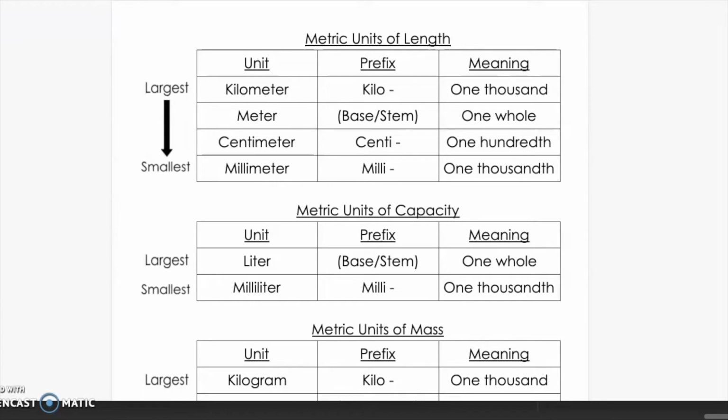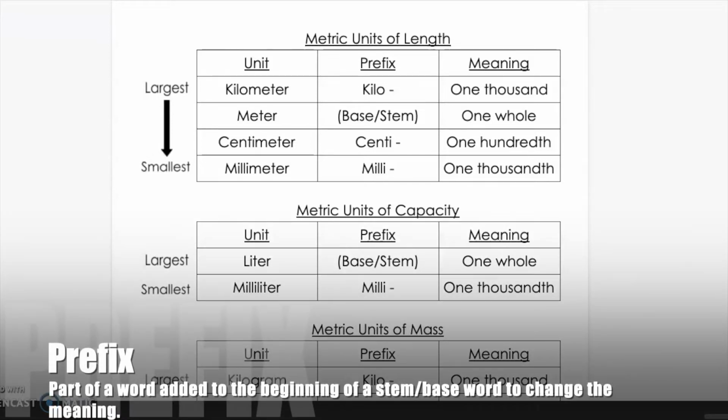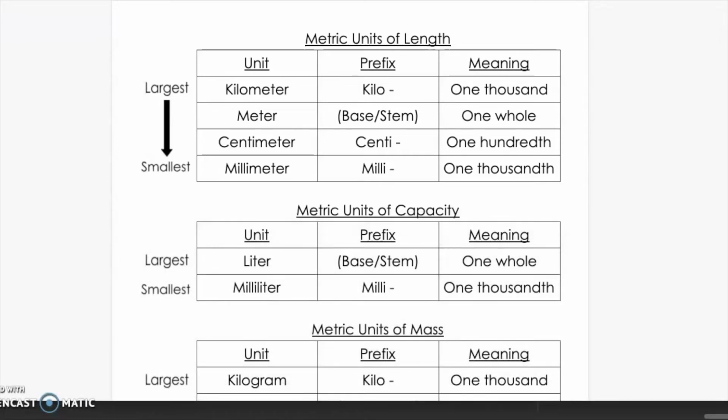This is a quick video to go over what the prefixes of the metric units are and what they mean. So first of all, a prefix is part of a word that's added to an original word to change its meaning. So in our tables here, we have a section that says the base or stem word, which is the original word. And that means it is one whole type of that measurement.